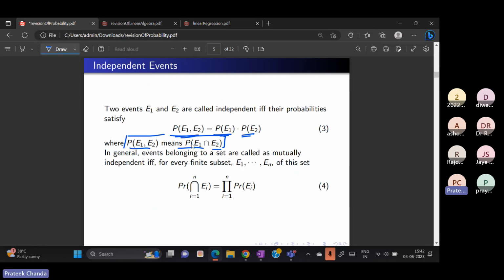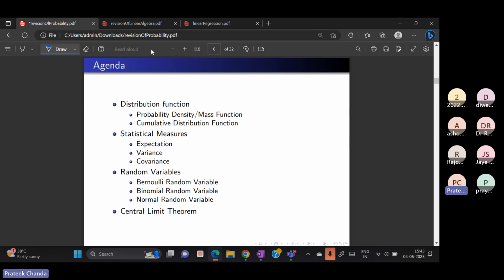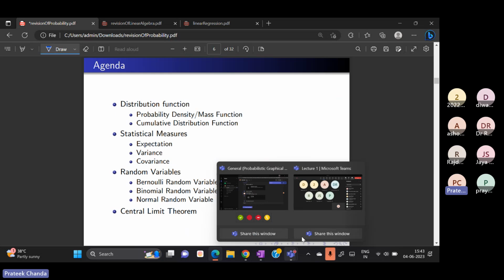So this is a very simple notion of how we define independence between two events. And if I define it for general n events, then it's basically a product of the probabilities of the corresponding events. Now what we'll be discussing next is mostly distribution functions, like what we mean by probability density function and cumulative distribution function, and some statistical measures like expectation, variance and covariance.